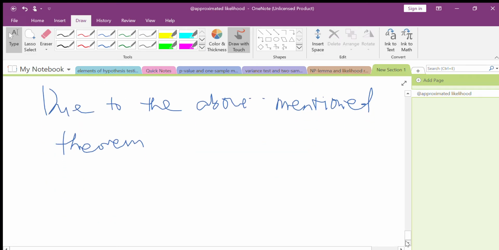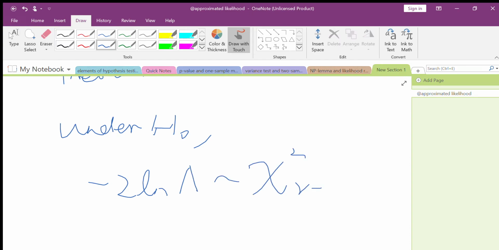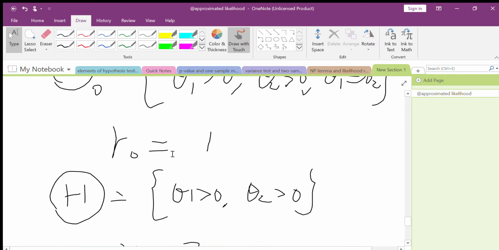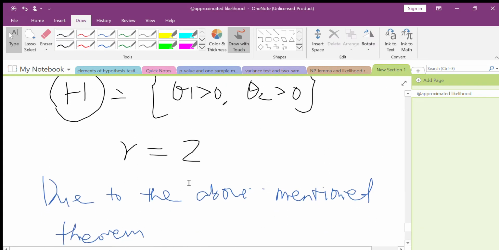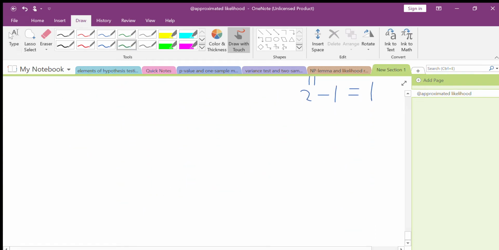Due to the above mentioned theorem, under H null, negative 2 log capital lambda follows chi-square with r minus r0 degrees of freedom. Here r equals 2, r0 equals 1, 2 minus 1 equals 1. So chi-square with degree of freedom 1. So this is our first step. So the second step is to find the specific capital lambda. In this case, what is capital lambda? So second step, find capital lambda.